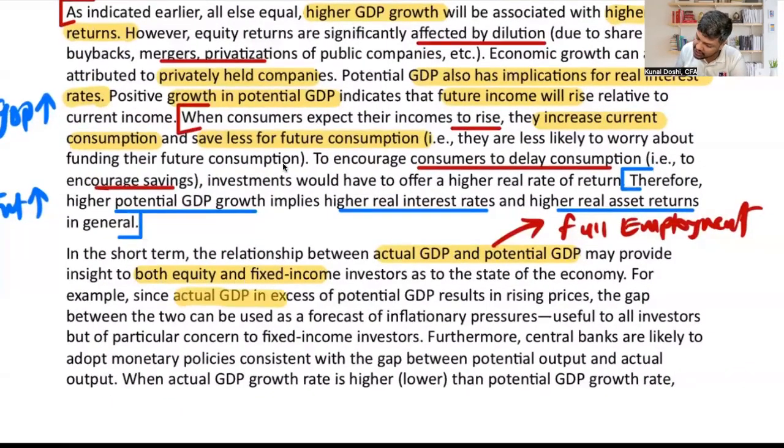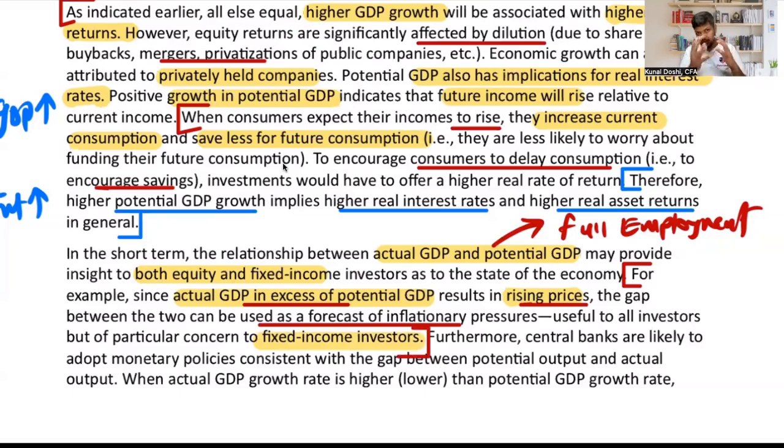For example, actual GDP in excess of potential GDP results in rising prices, as I said. If the economy is above the potential GDP, when everyone is getting more jobs and the economy is thriving more than the potential GDP, it's not sustainable. It will lead to high price rises, high inflation. The gap between the two can be used to forecast inflationary pressure, as I just said in the case of Canada. Now, when inflation is too high, who is going to suffer as an investor? Fixed income. If you are invested in a fixed income security which is not inflation protected, then you will suffer. If you are invested in an inflation-indexed bond, you will make more money.